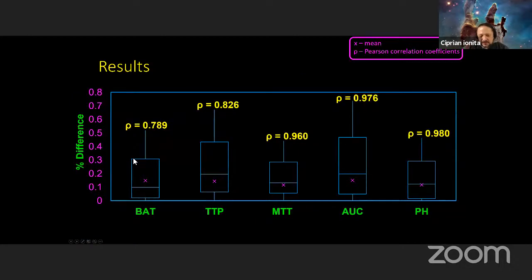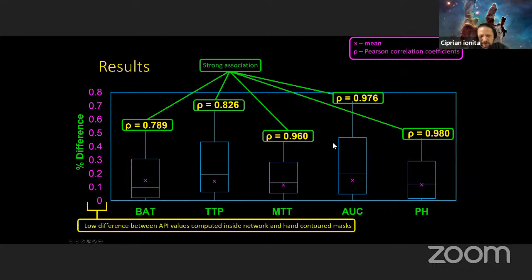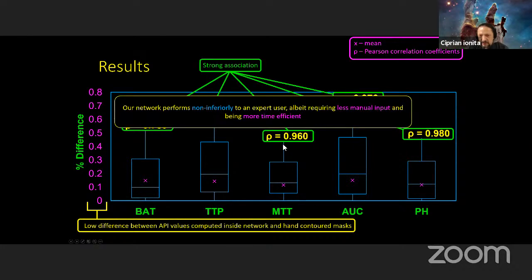Now the question is, how does the AI do in extracting those parameters? Bolus arrival time, time to peak, mean transit time, area under the curve, peak height, and the error is 0.2% between the AI and the human. All right, so correlation, again, superb. It's Pearson coefficients, almost, except for bolus arrival time, it is pretty good. It's a very strong association with the API values. Now, what we're saying here is that the AI performs non-inferiorly to an expert user in taking these parameters.